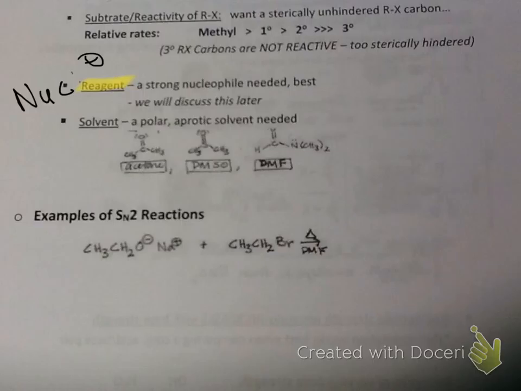This has to do with things such as full negative charge, a small nucleophile so it can fit into the backside, polarizability so it can form that bond quickly, kinetically. So all of these things we'll talk about later, but we need a good nucleophile in order to get a good Sn2 reaction. The last thing we need to discuss is the solvent.